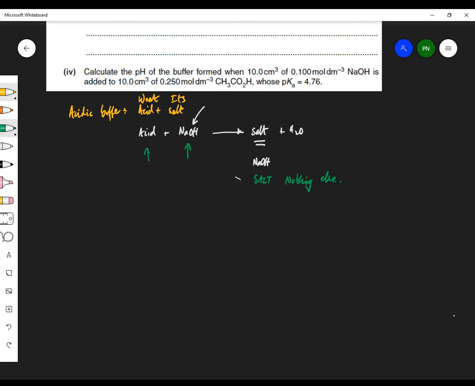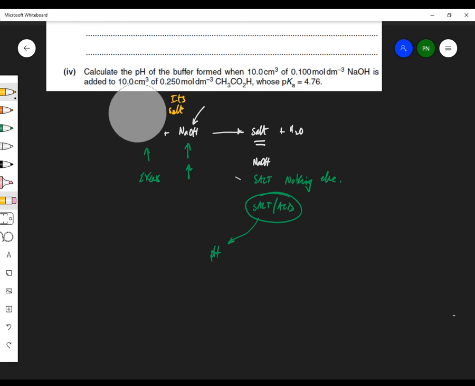So without me even looking at the question, I hope they're going to give me some sodium hydroxide and the acid is going to be in excess. So what am I going to end up with? I'm going to end up with some of the salt and some of the acid left over. And that is my buffer solution. And once I've found out the buffer solution, then I can go on and find the pH. Okay, so let's hope I've got this the right way around.